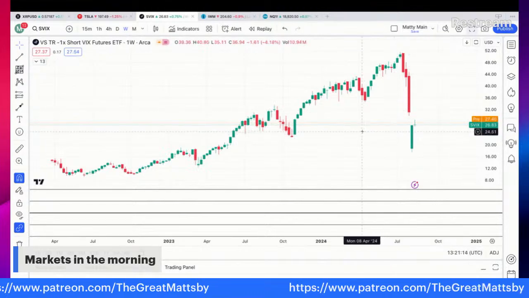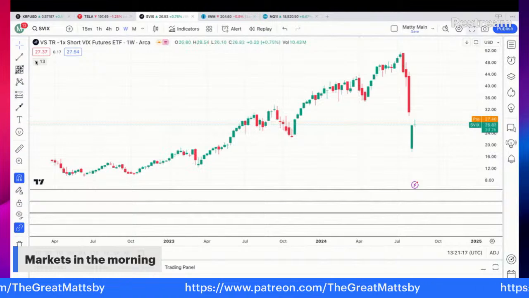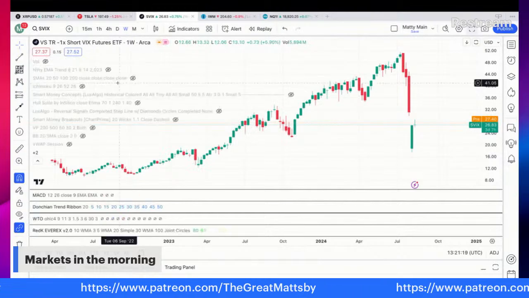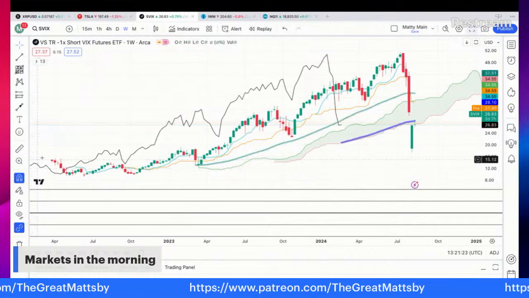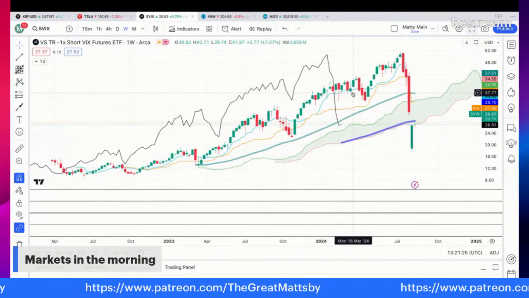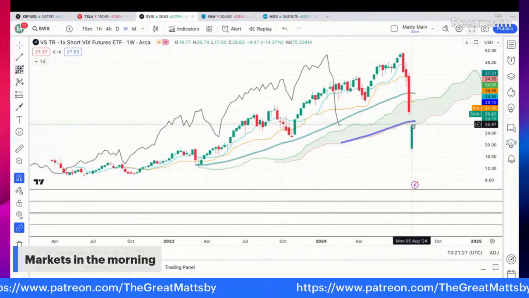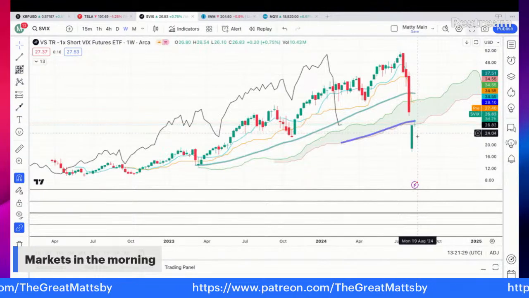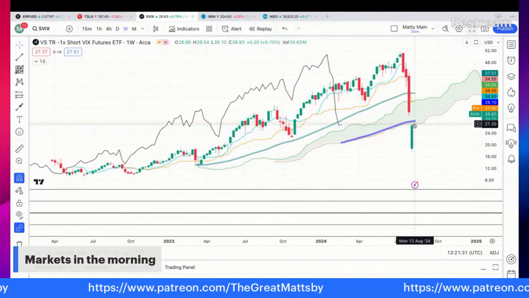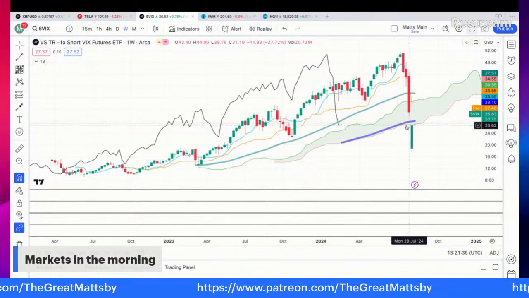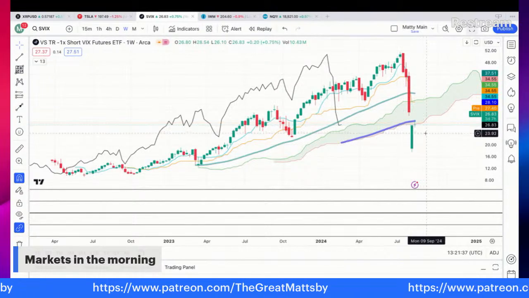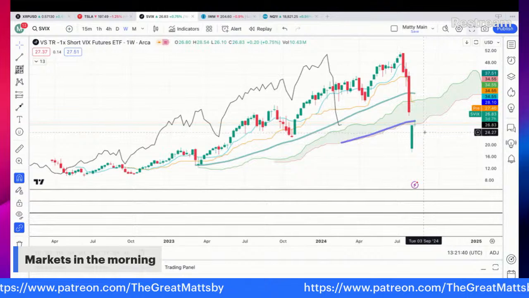Let's see. I mean, these things are interesting. Yeah, it's at resistance. Don't think it's going to break through that. It's getting rejected by the cloud and the 100. So it kind of looks like it wants to roll over and go a little bit lower.